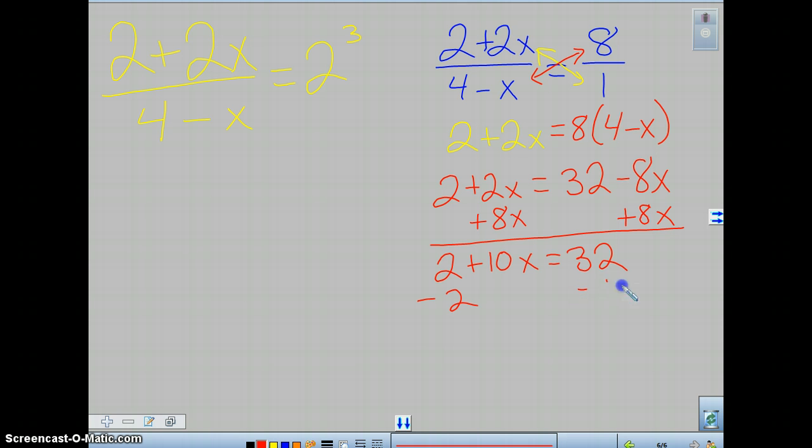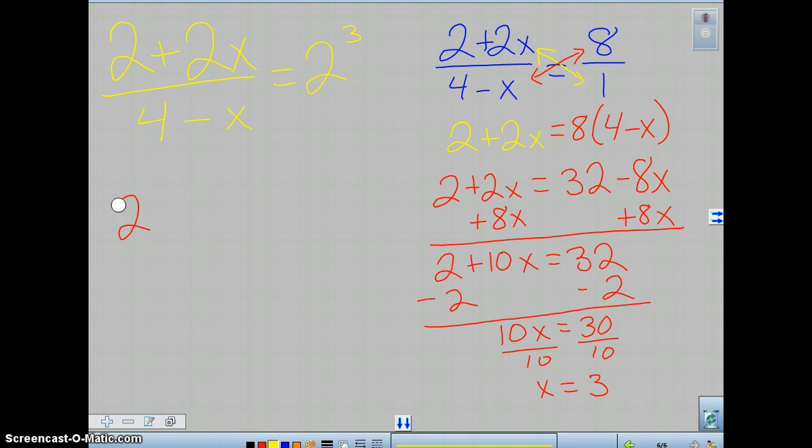And now it's a pretty simple two-step problem. Subtract 2, 10x equals 30, divide by 10, x equals 3. Now don't forget, if you wanted to go back and check this, I'm going to rewrite it. Let's go 2 plus 2, and then I'm going to put the x value into parentheses. It's going to equal 2 cubed.